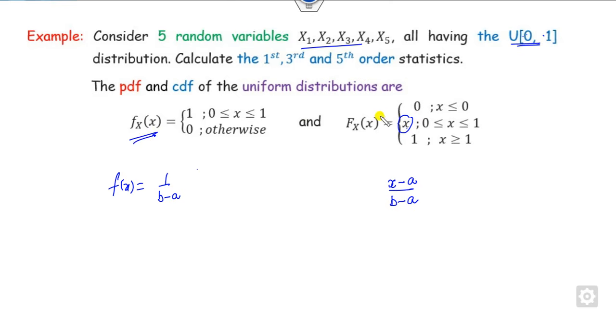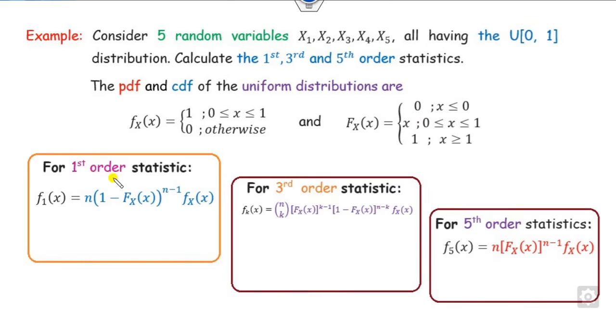Once you know the PDF and the CDF, you can start with this here. We know the first order statistic formula here. We can substitute the value of n. How many random variables are there? 5. The CDF of this, lying between 0 and 1, is x, and n is my 5 minus 1. The PDF of this is my 1. So what is the answer? This is the PDF of the first order statistic.